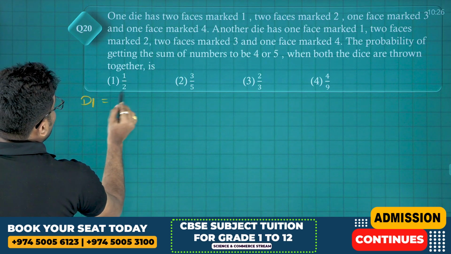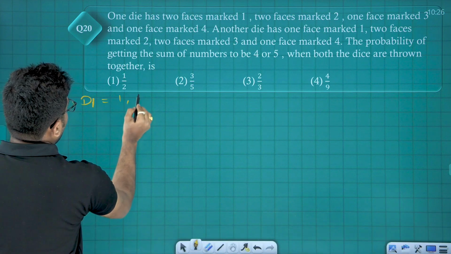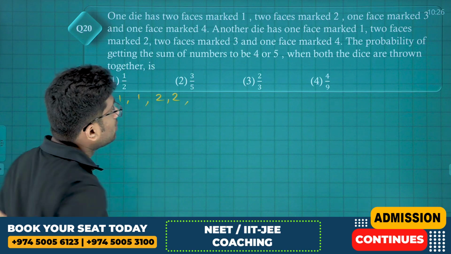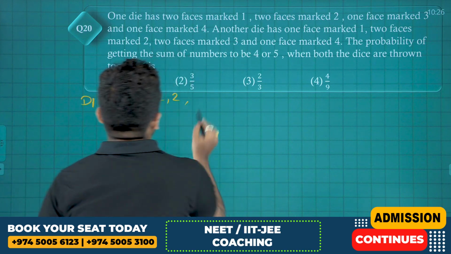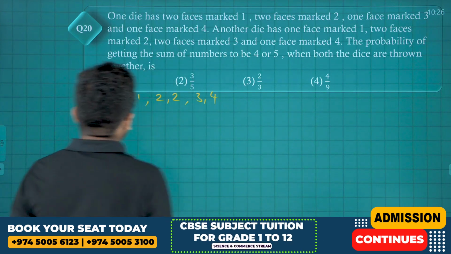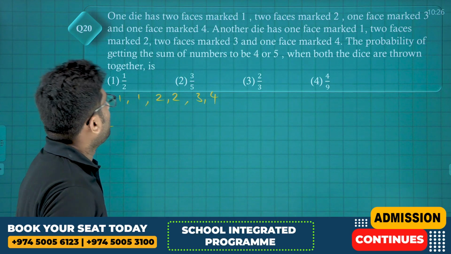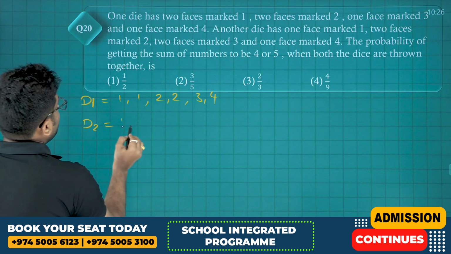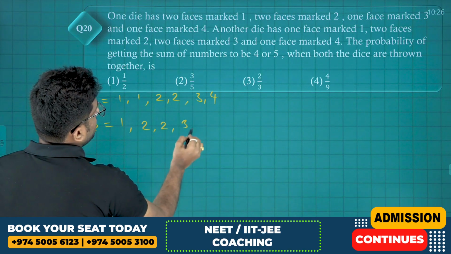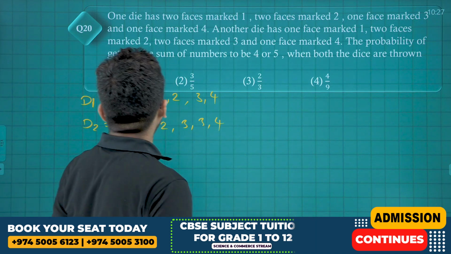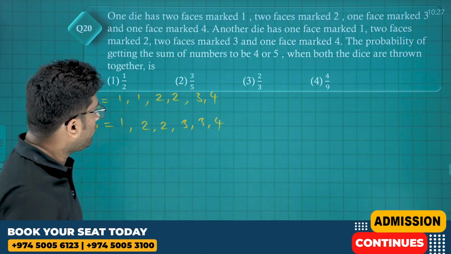Die 1 has two faces marked 1, two faces marked 2, one face 3, and one face 4. Die 2 has another set: two faces marked 1, two faces marked 2, one face 3, one face 4. Okay, the probability of getting the sum of the numbers to be 4 or 5.